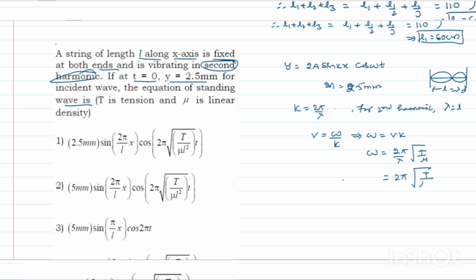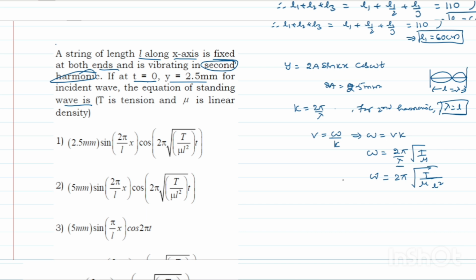Lambda, when you are taking inside, mu into lambda is nothing but L, you are taking L. So here, lambda square is nothing but L square you can take. So this is the omega value we are getting. Now we just put all these values in the given equation.